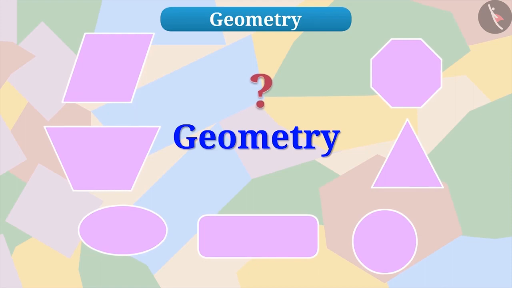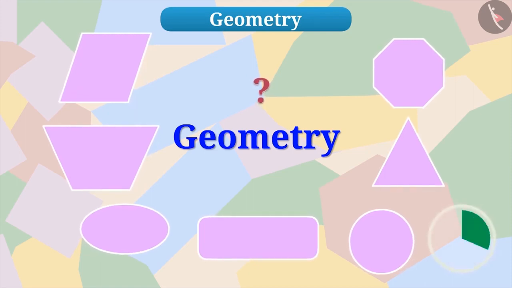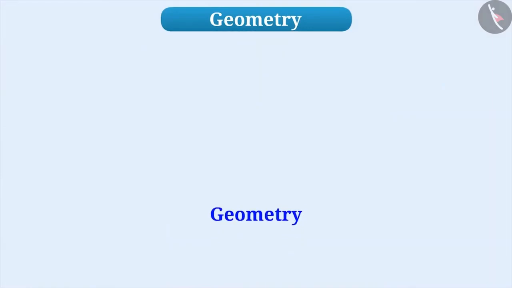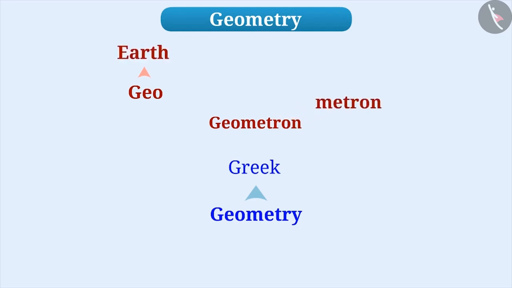Think for a while. Let me tell you. The word geometry originates from the word geometron in Greek. The meaning of geo is earth and the meaning of metron is measurement.